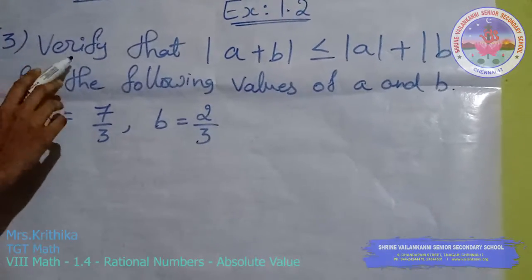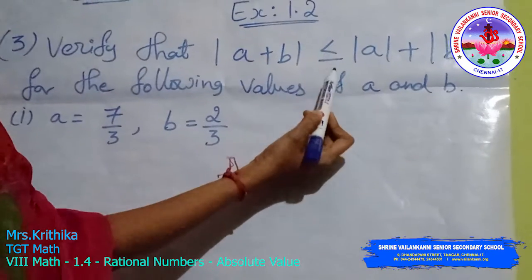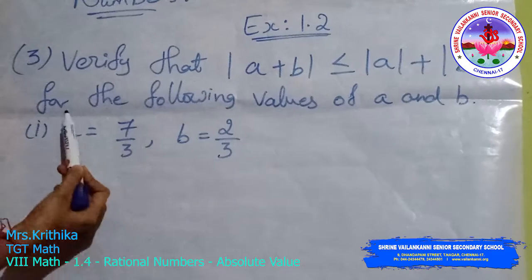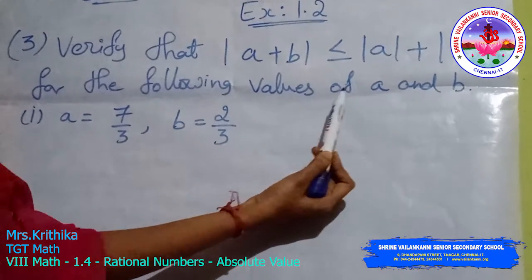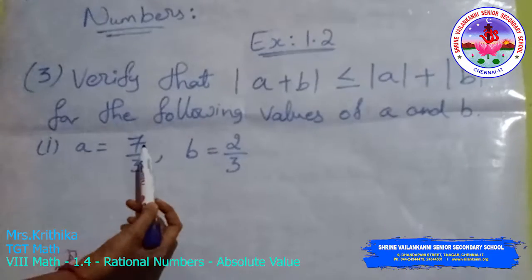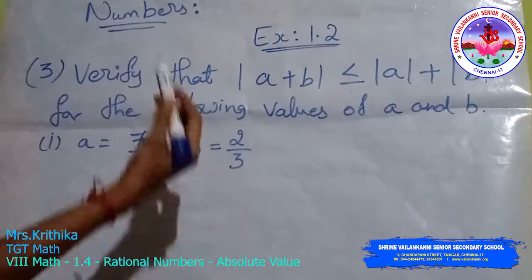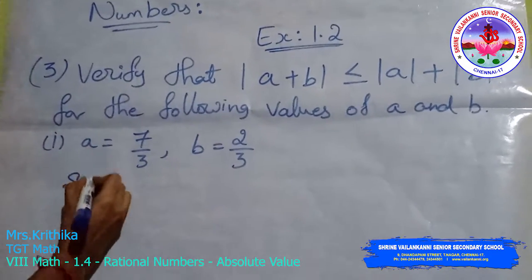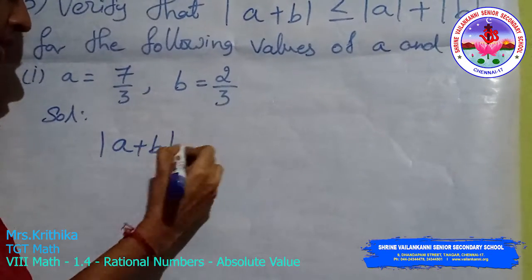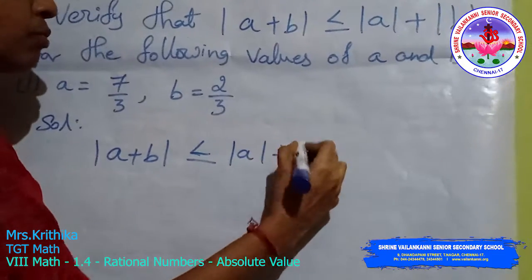Third question, verify that modulus of a plus b is less than or equal to modulus of a plus modulus of b for the following values of a and b. First question, a is equal to 7 by 3, b is equal to 2 by 3. Solution: modulus of a plus b is less than or equal to modulus of a plus modulus of b.